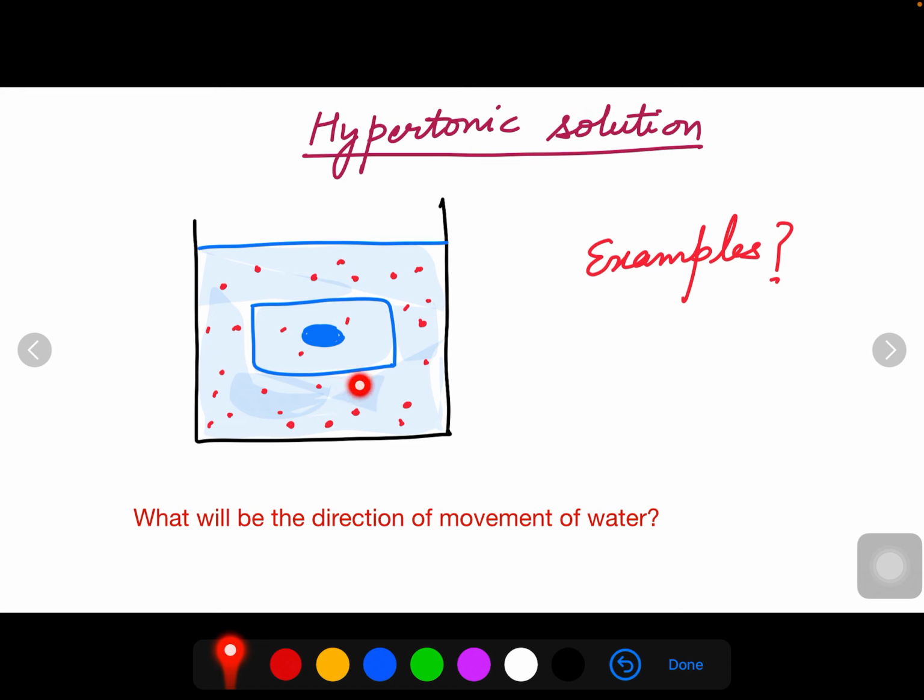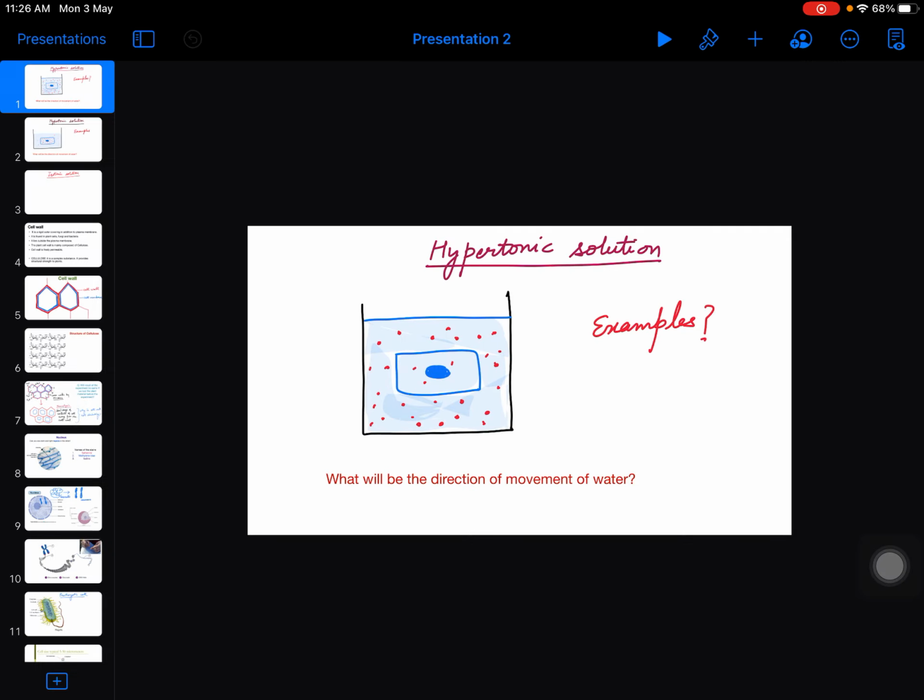This is an animal cell. If we keep plant cell in hypertonic solution, the same thing will happen as it will happen in animal cell. Here you can see the water concentration is more inside the cell as compared to outside the cell. So water will come out of the cell into the beaker. This is the effect of hypertonic solution on animal and plant cell, and it results in the shrinkage of cell.